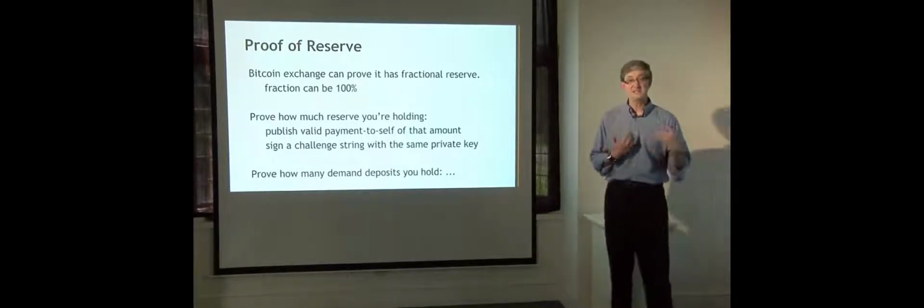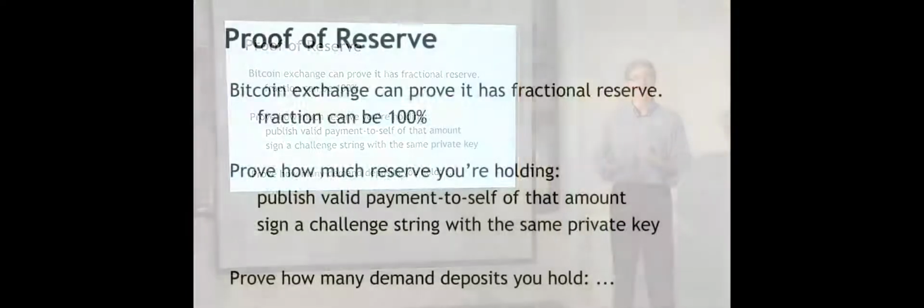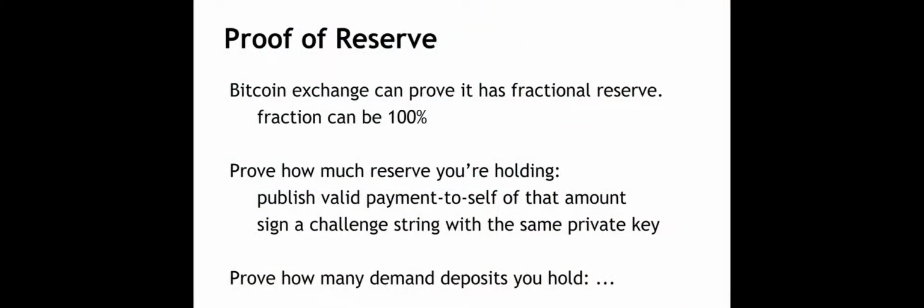Now, strictly speaking, that's not a proof that the party who's claiming to own the reserve owns it. All this proves is that whoever does own that 100,000 Bitcoins is willing to cooperate in this process. But nonetheless, this looks something like a proof that somebody controls or knows someone who controls the given amount of money. So the first piece is to prove how much reserve you have. And the second piece is to prove how many demand deposits the group holds.